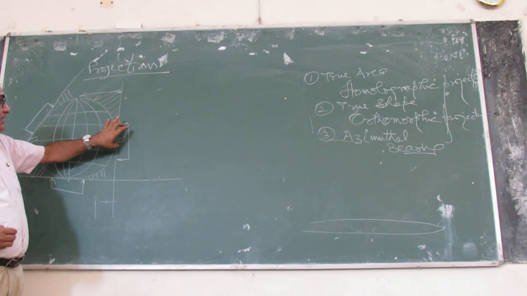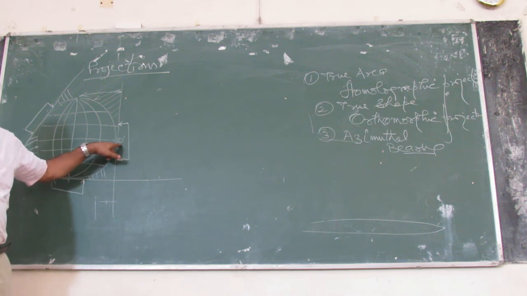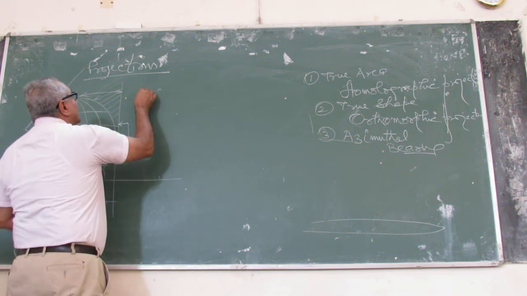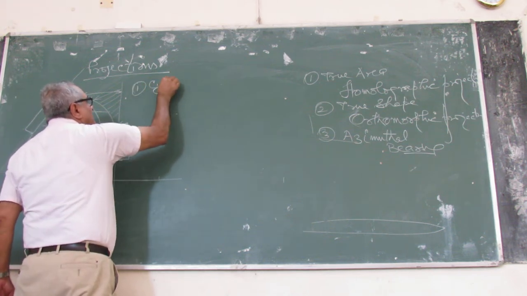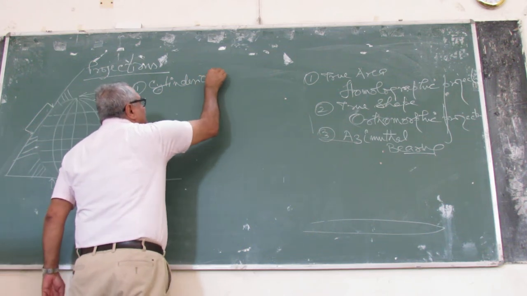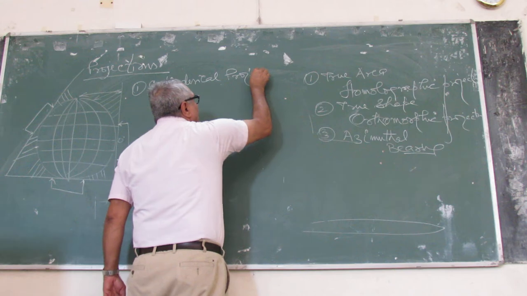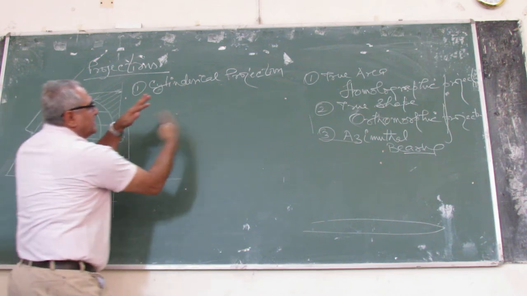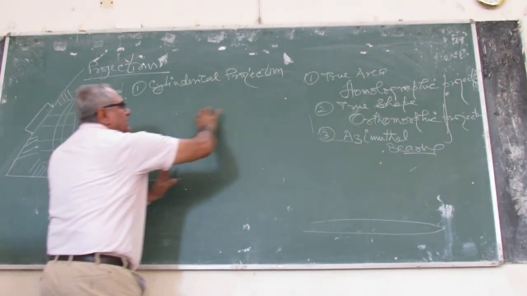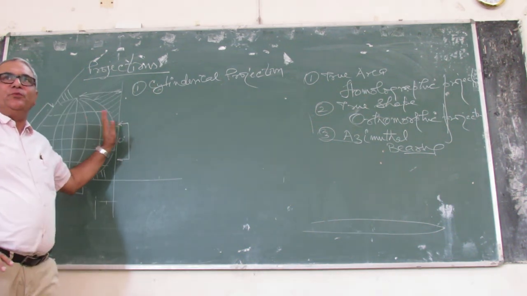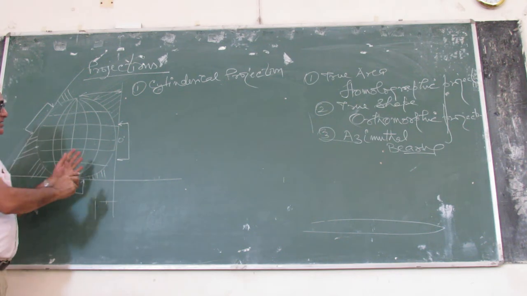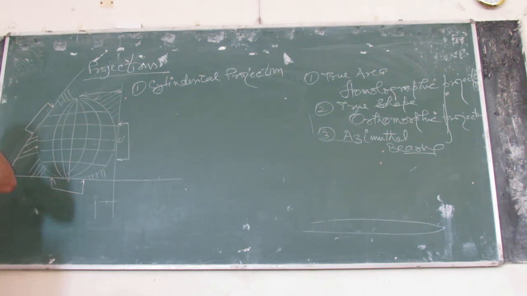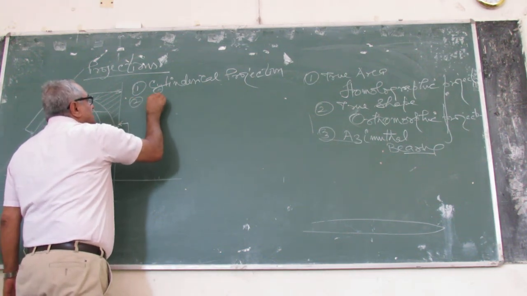Wherever the tangent touches the equator, we say cylindrical projections. Cylindrical projection means on this tangent we open the entire Earth, and we represent it in the form of a cylinder. So we construct in the cylindrical form. Whenever these projections touch the mid-latitude, that is called conical projections.